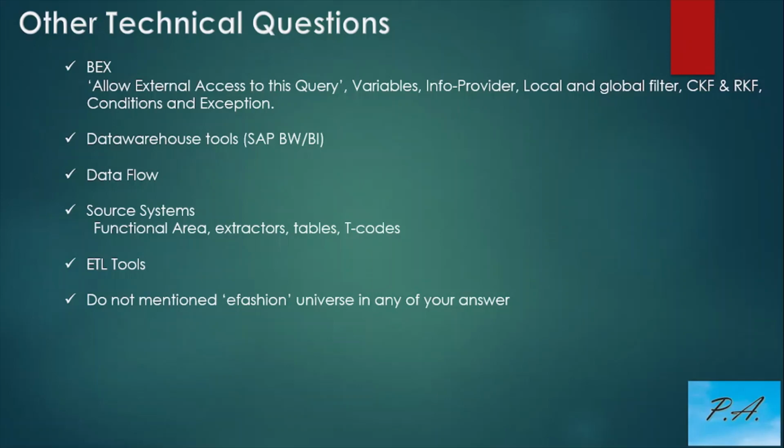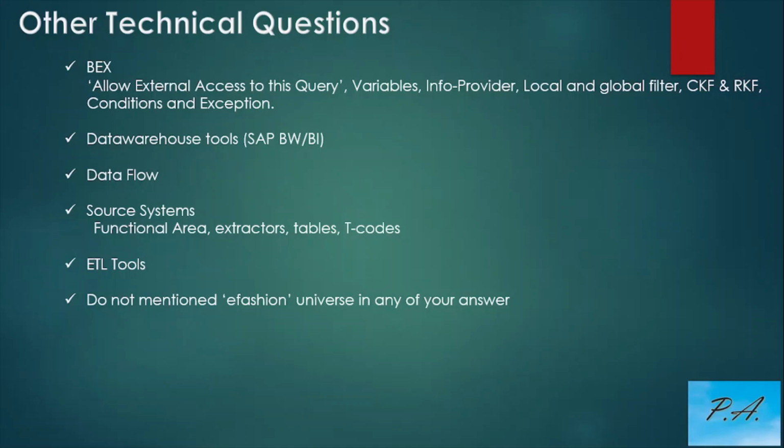For example, in BEX, what is the option "allow external access to this query" used for, what are variables, info providers, local and global filters, what are CKF and RKF, that is calculated and restricted key figures, and conditions and exceptions. The concept behind these terms is very similar to what we do in BO. For example, conditions and exceptions are nothing but conditional formatting and rankings, but with a different name.